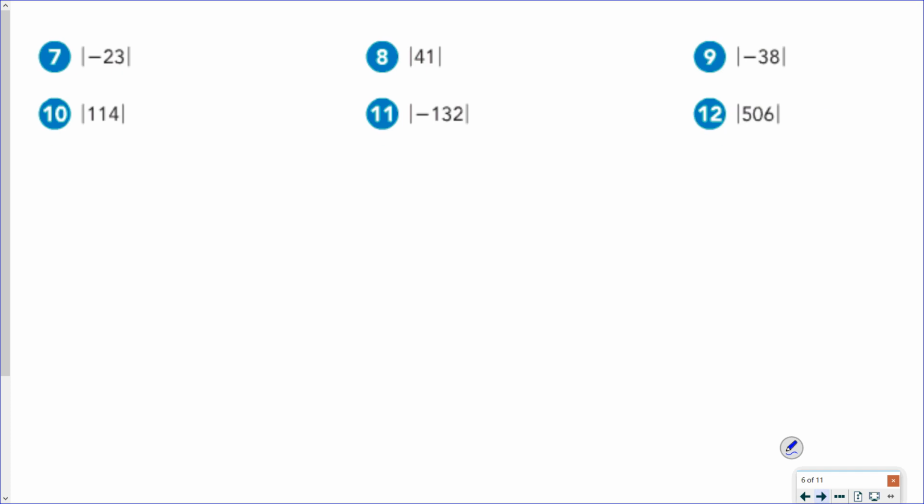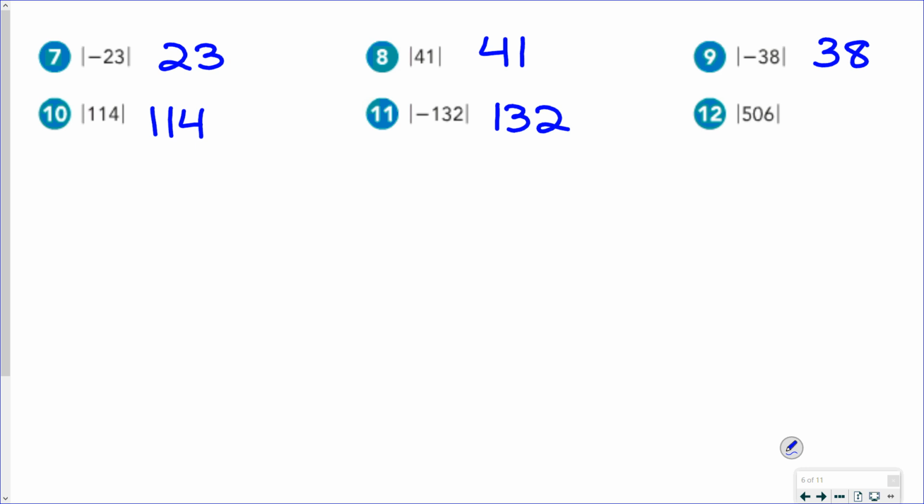And it's the same with larger numbers. The absolute value of -23 is 23. The absolute value of 41 is 41. The absolute value of -38 is 38. The absolute value of 114 is 114. The absolute value of -132 is 132. And the absolute value of 506 is 506.